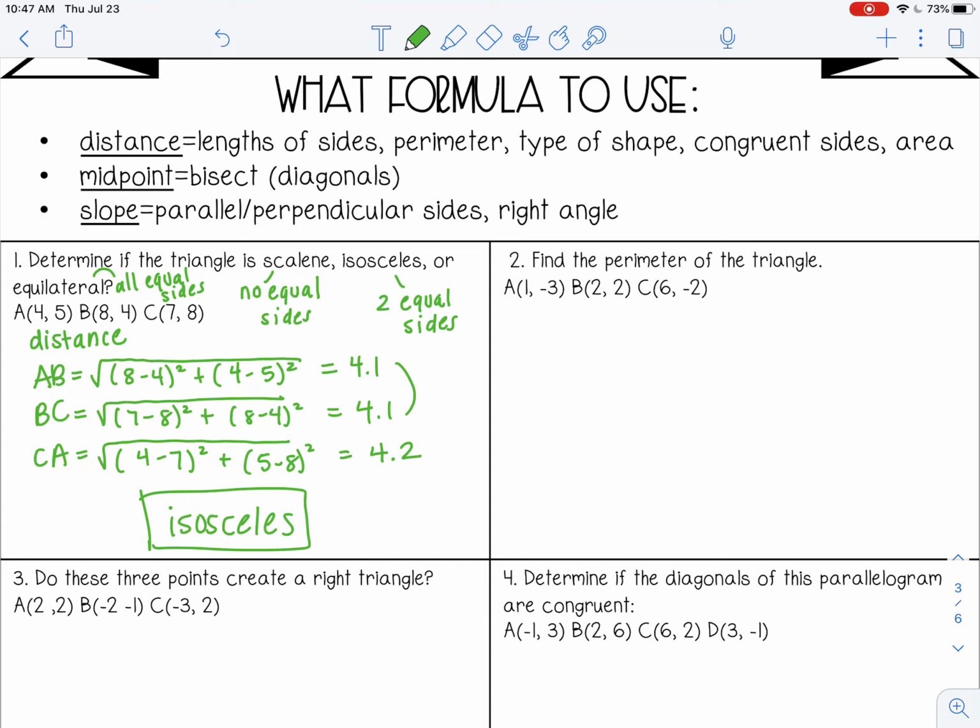All right, the next one says to find the perimeter of the triangle. So perimeter again would be the distance formula, because I need to know the length of all the sides. So I need from A to B, from B to C, and from C to A. So pause the video now and go ahead and find the distance of all three sides. All right, so for AB, you should have gotten 5.1, for BC, 5.7, and for CA, 5.1. And then I just need to add those three up to find the perimeter, which is 15.9 units.